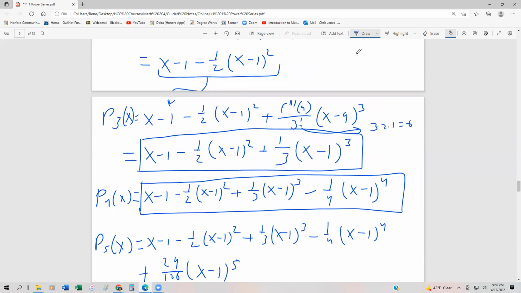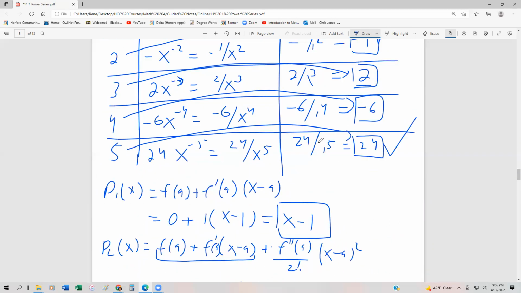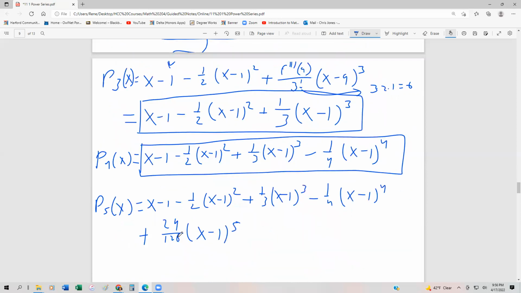All right, I was wondering why it wasn't going to be a fifth, which it should be. But notice this fifth derivative is 24. So 24 over 120, I believe that 5 times 24 is 120. So this should simplify into 1/5. All right. So these are our 5 polynomials, okay?